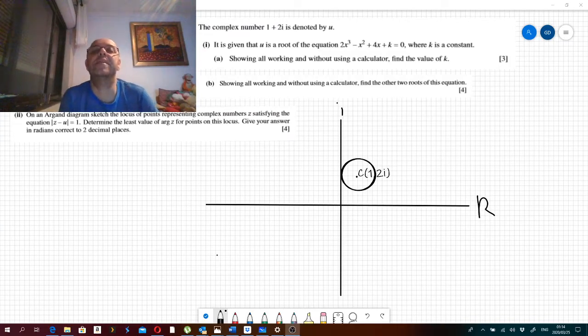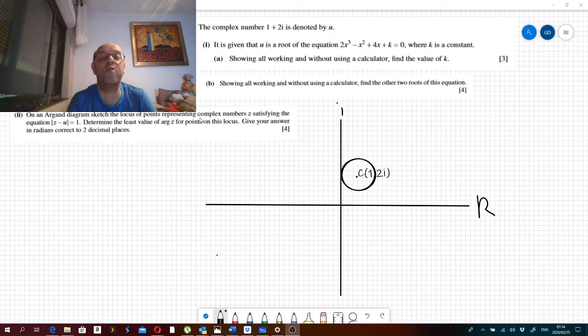Triangles. This is part 2, or part B, of question number 9 of the March 2018 paper 32. On the Argand diagram, remember the Argand diagram has a real and an imaginary part, the x-axis being the real part, the y-axis being the imaginary part of our complex number. They want us to sketch the locus of points.